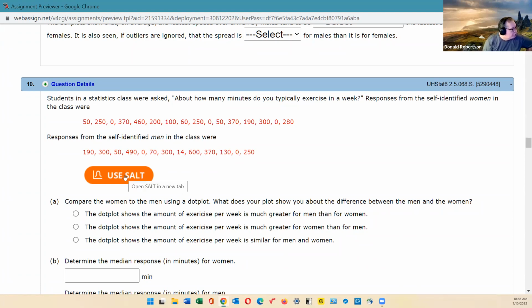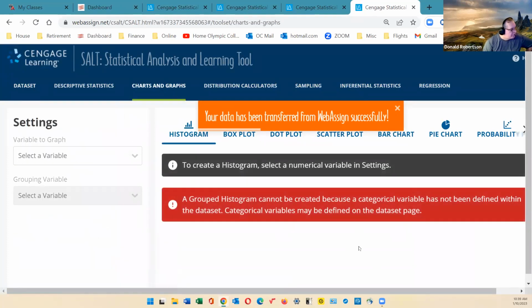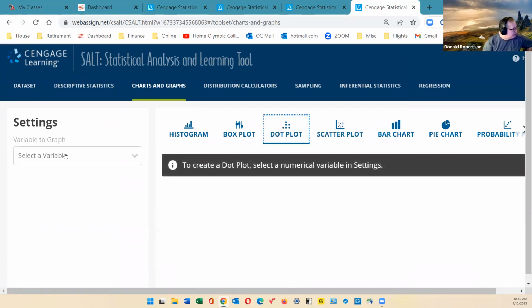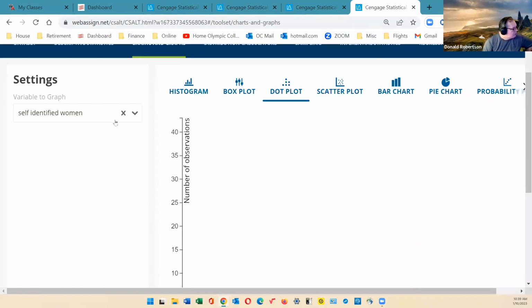So I'm going to go use salt, go into charts, and hit what they're talking about, dot plot, and select variable, self-identified men. There you go. And can I add women to this?